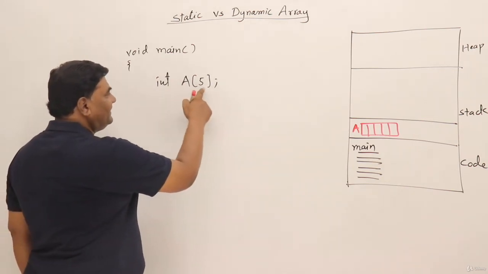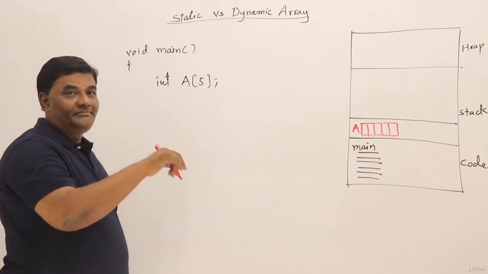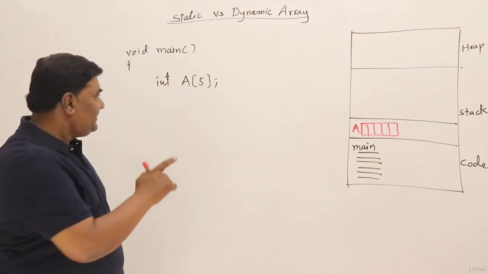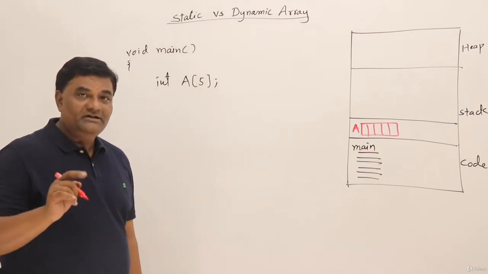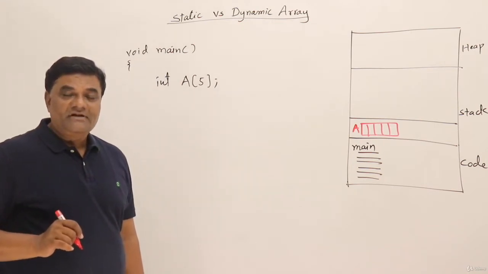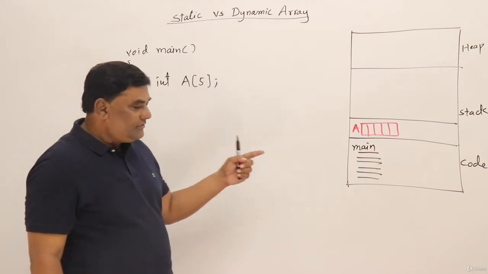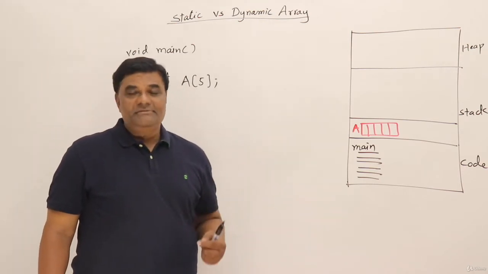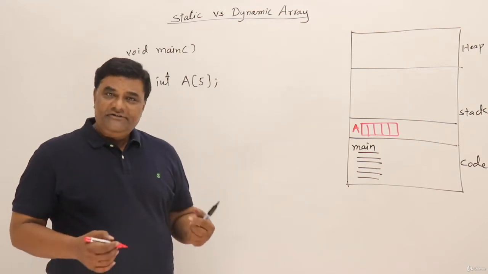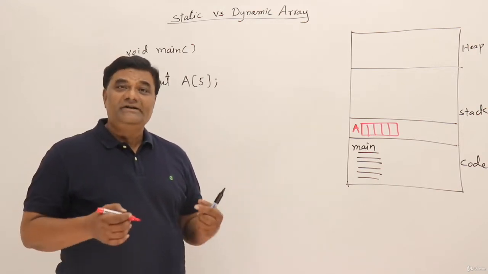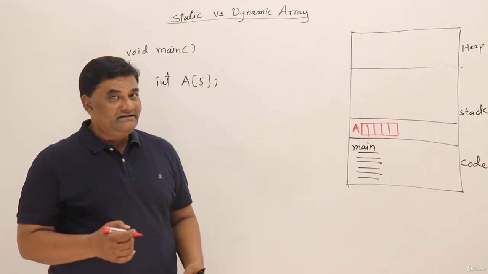Because the size of this array was decided at compile time. Though the memory will be allocated during runtime only, memory cannot be allocated at compile time. So memory will be allocated during runtime, and the size of that memory was decided already at compilation time. Definitely the size of an array has to be decided at compile time in C language.